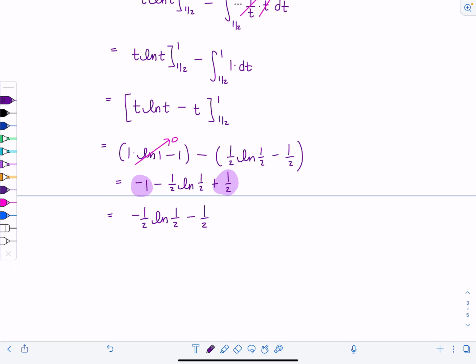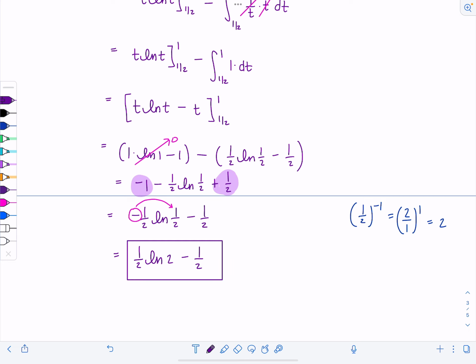And no, we're not leaving it like this. Are you ready? Log property time. This negative, we can make it an exponent on the 1/2. What's 1/2 to the negative first? Anytime you raise a fraction to the negative power, you take the reciprocal, and then it's raised to the first, so that's just 2. Okay, so then this means this is now positive 1/2 ln of 2 minus 1/2. And that's how you'll find the answer in the back of the book. Plus, general rule, it's more aesthetically pleasing. If you can get rid of a negative in the front of your answer, you do it, okay?